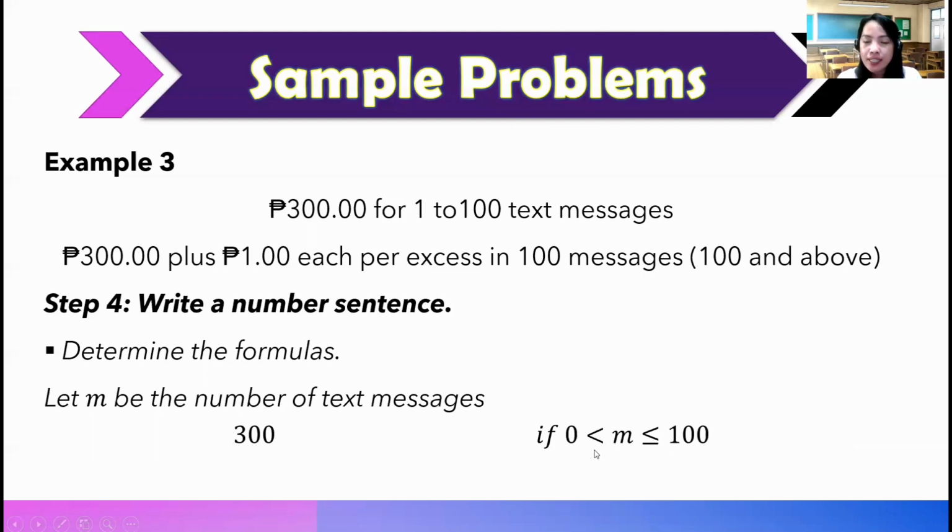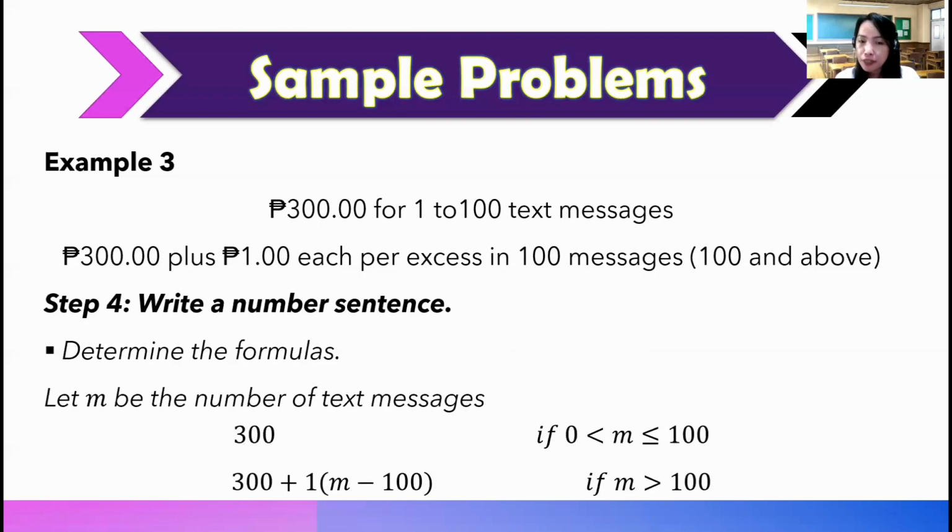Ibig sabihin, itong less than, katabi niya 0. 0 is not included in the interval. So, ibig sabihin, magsisimula ka na sa 1. That is from 1 to 100. 100 is included in the interval. So, meaning of that, ang interval niya, 1 to 100 text messages. Ang bayad ay 300 pesos.